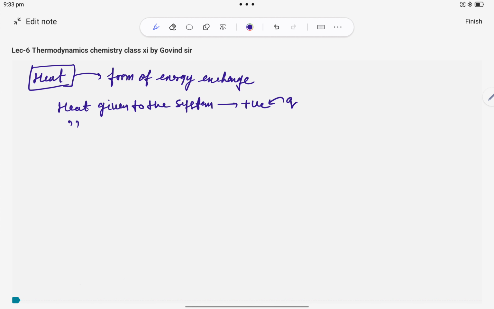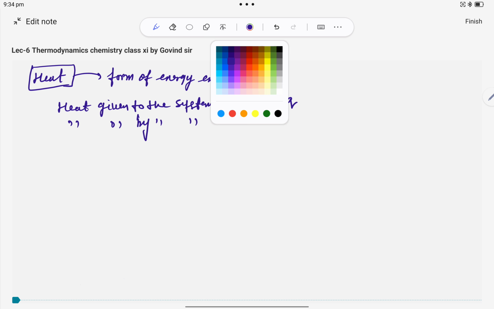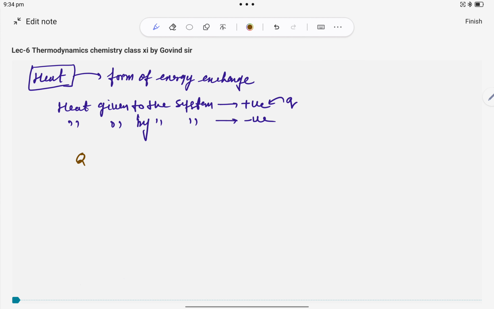Then second, heat given by the system will be negative. If the system is giving the heat, then it will be negative. So the formula will be Q is equal to m c delta T. M is mass, C is specific heat capacity, and delta T is change in temperature.